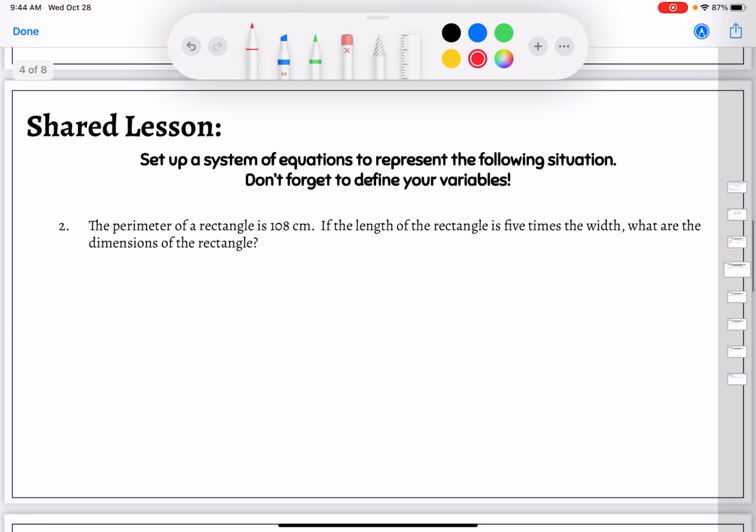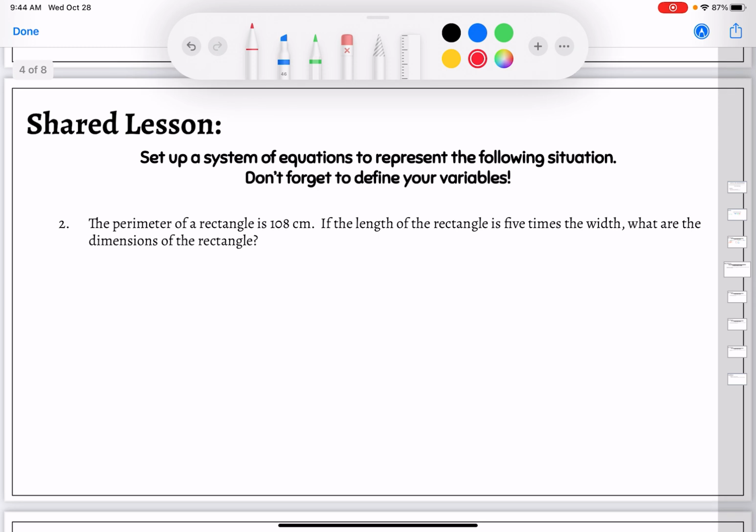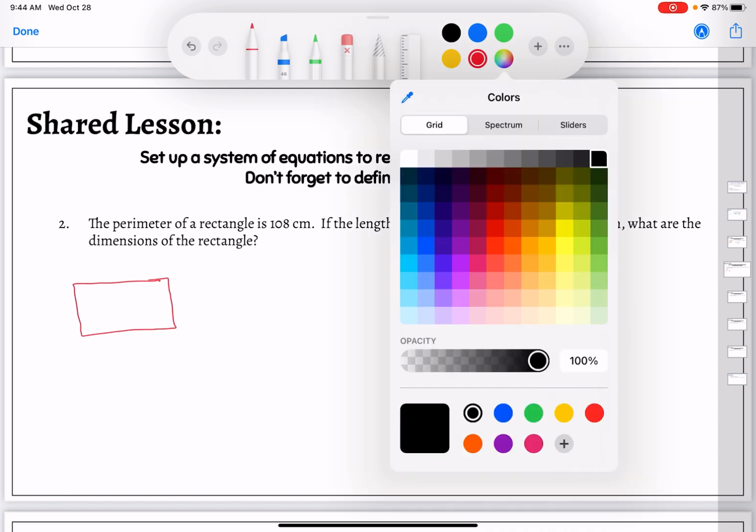All right, let's take a look at the next one. Here it says, the perimeter of a rectangle is 108 centimeters. If the length of the rectangle is 5 times the width, what are the dimensions of the rectangle? All right, now in a problem like this, I like to draw a picture. When you draw a picture, that's the same thing as defining your variables, right? And when I have something like this and it says length and width, I like to use variables that kind of make sense in the problem.